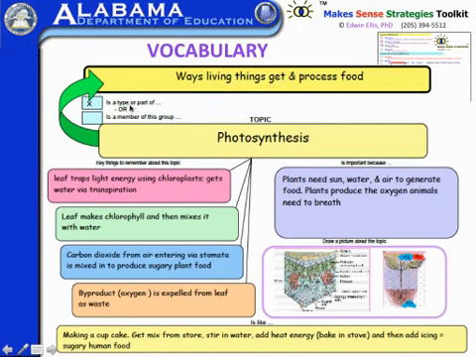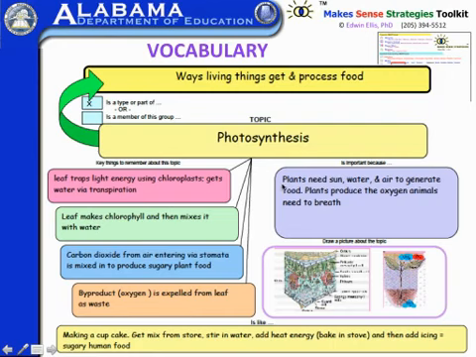So it's a type or part of, well, I guess that does fit. Photosynthesis is a type or part of ways living things get and process food. That works, okay. Key things to remember about photosynthesis, and those are the distinctive features.